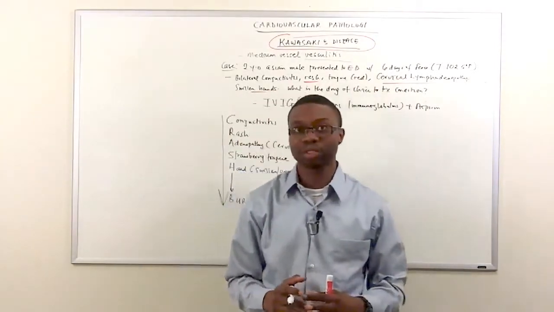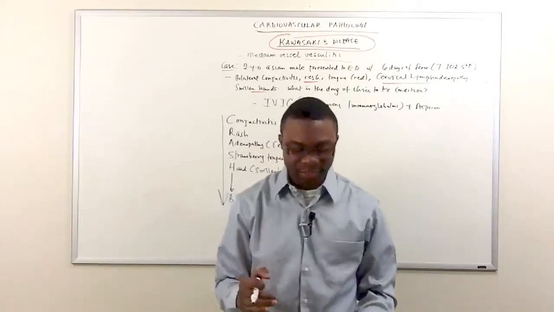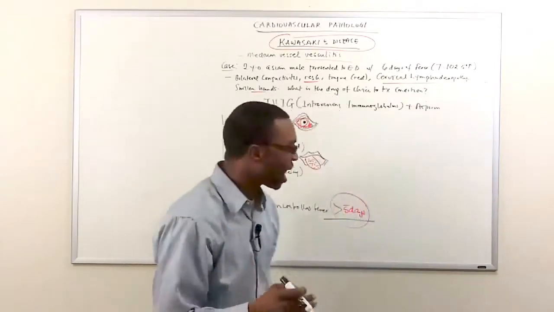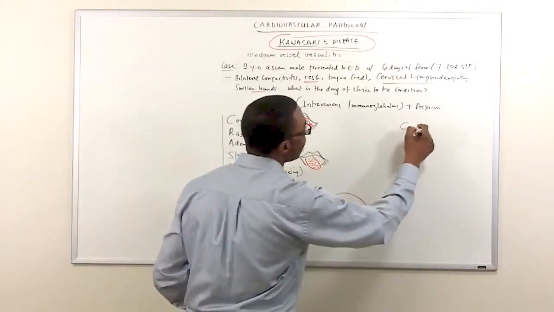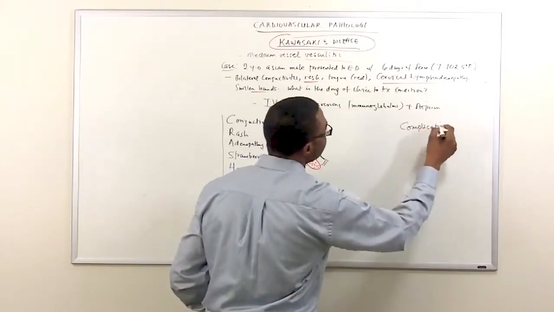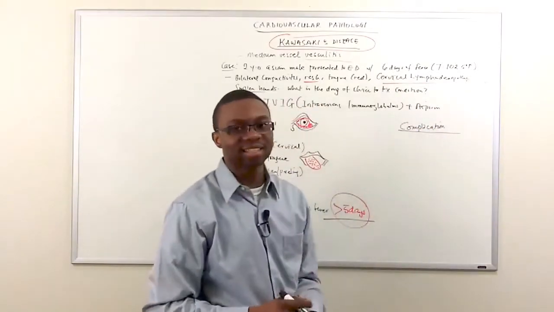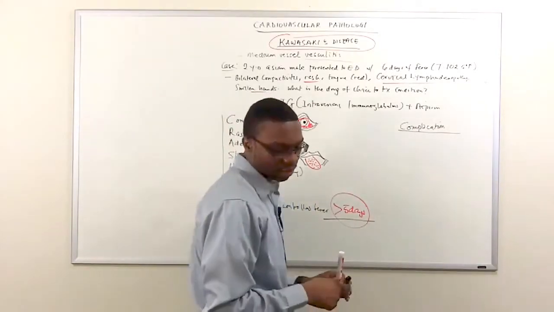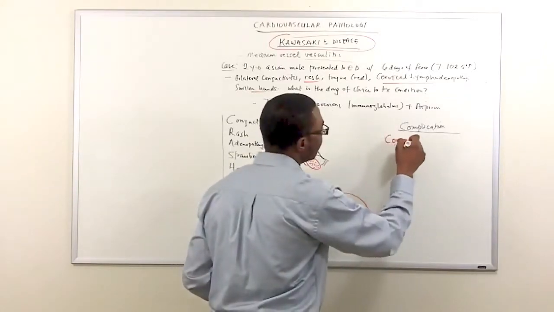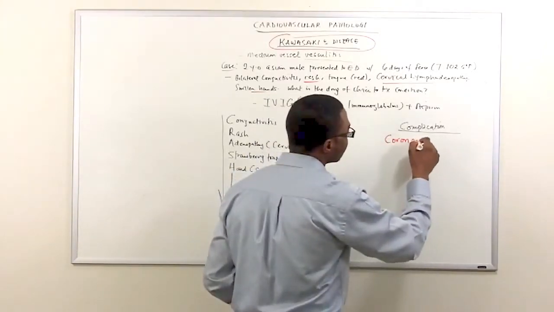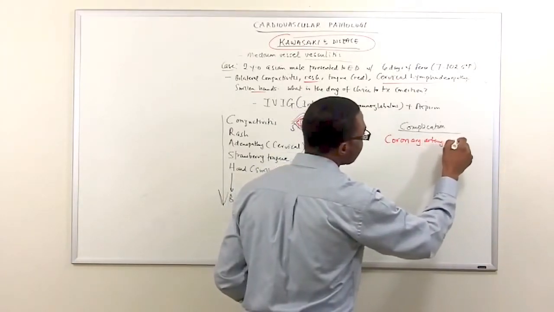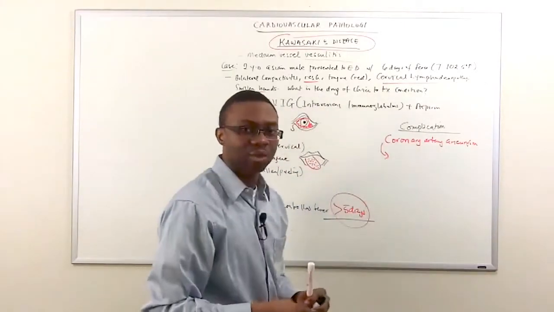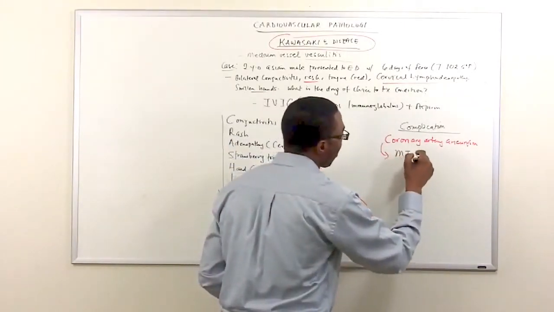Now this is their favorite on the boards. They ask you, what is the most likely complication of this disease? And you can guarantee you, if you ever get this question, you are going to get it. And the answer is they are predisposed to coronary artery aneurysms. You must remember this. The problem with coronary artery aneurysms is that they can rupture and these patients can develop a myocardial infarction.